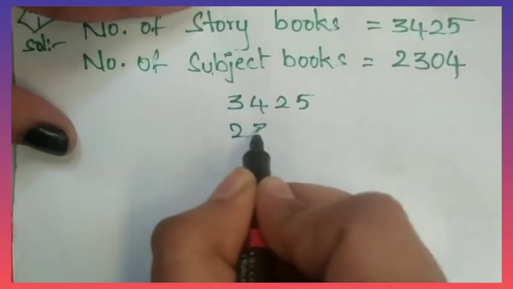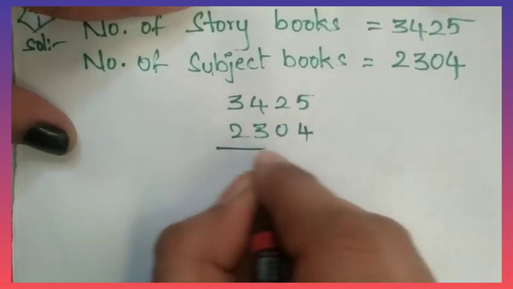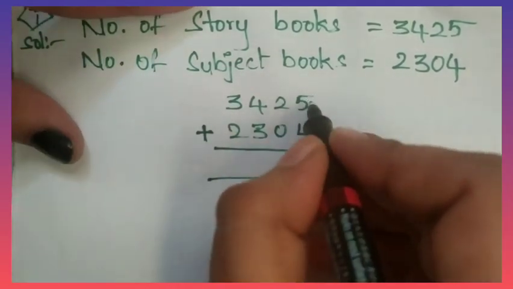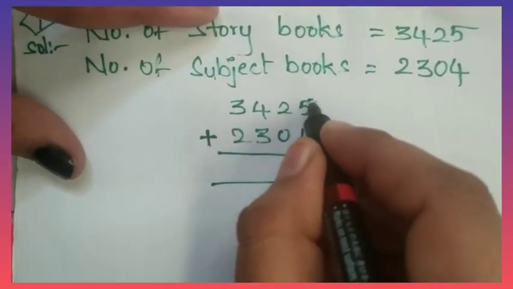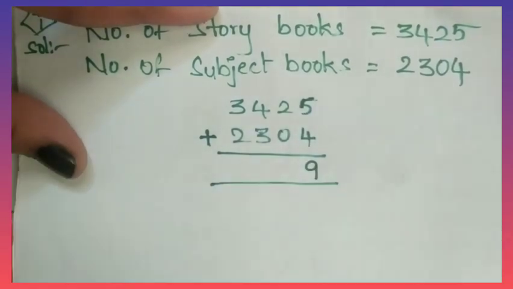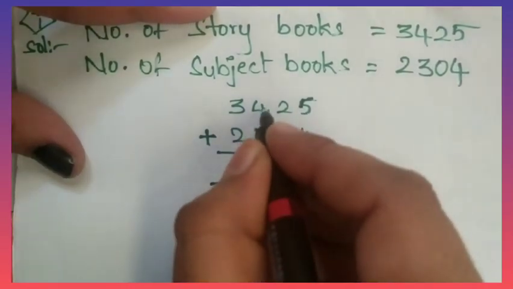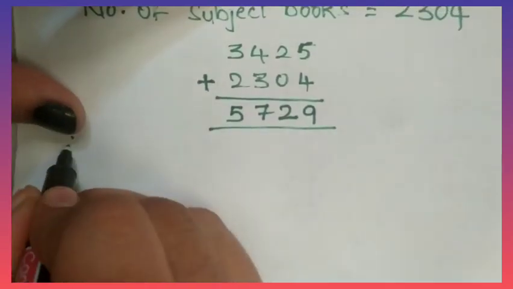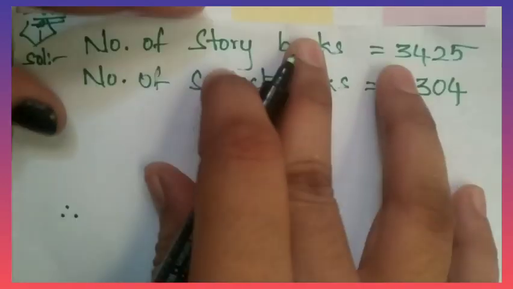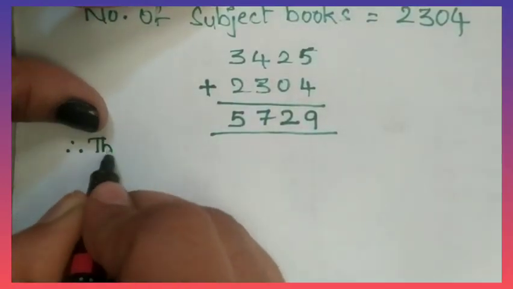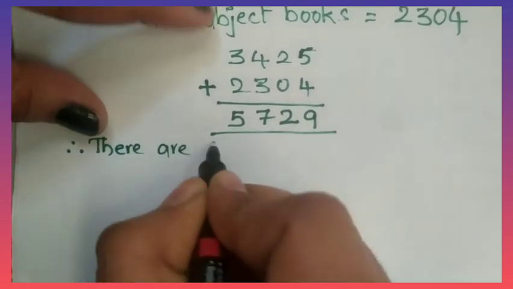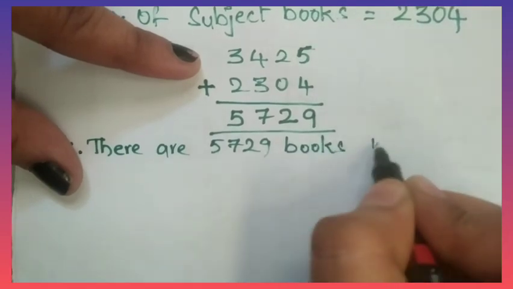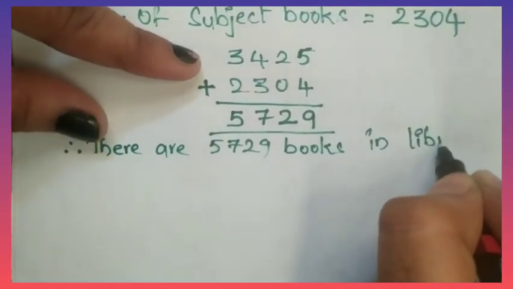3425, 2304. Now, do addition. This is addition symbol. Always we have to start addition from ones place. 5 plus 4, 9. 2 plus 0, 2. 4 plus 3, 7. 3 plus 2, 5. So, therefore, how many books are there in the library? There are 5729 books in the library.